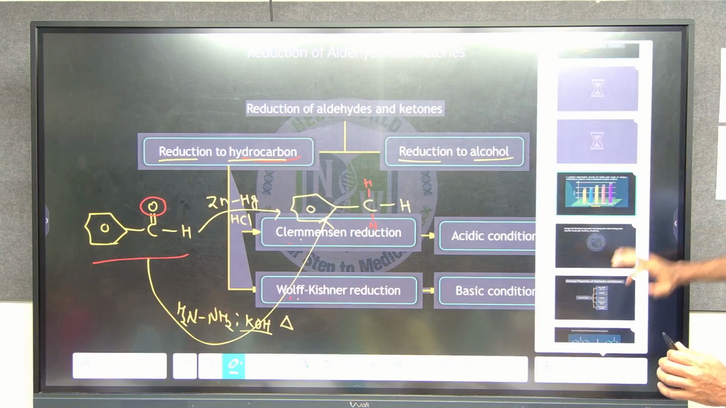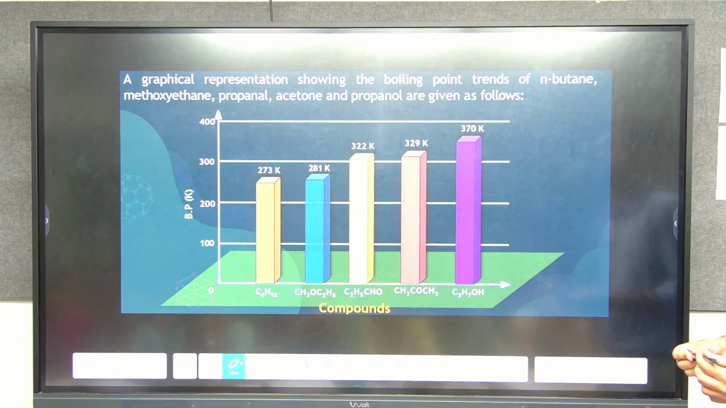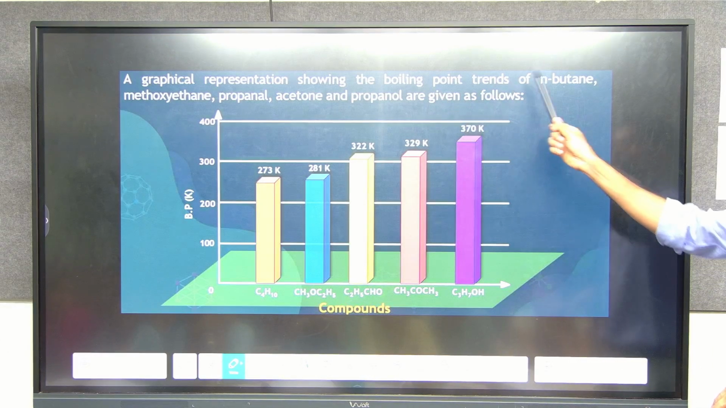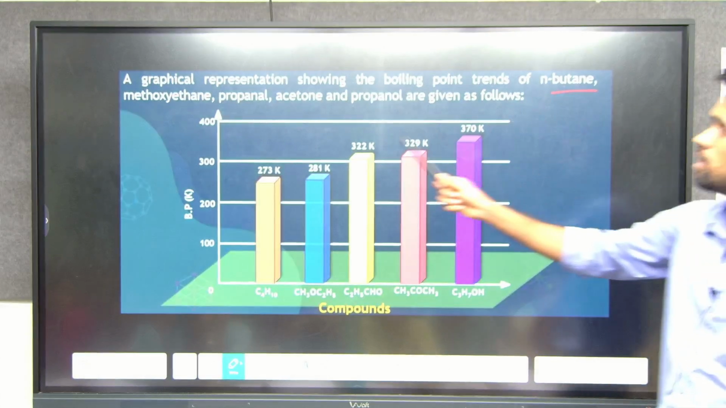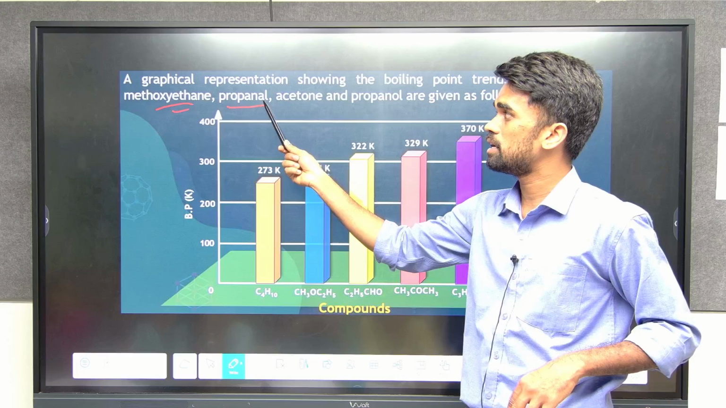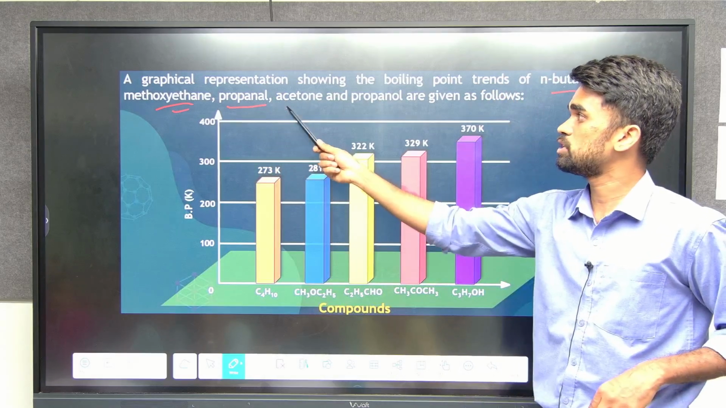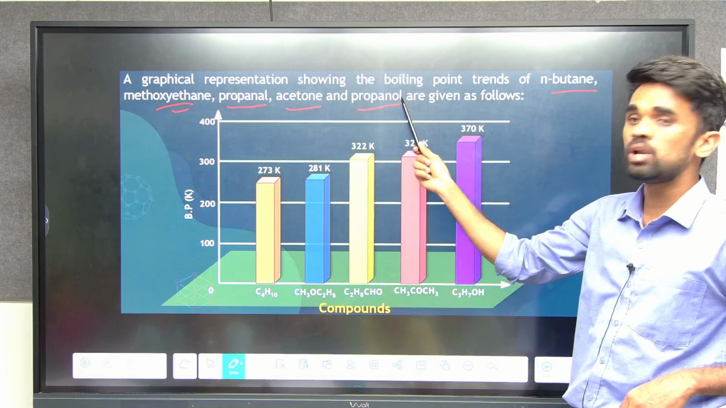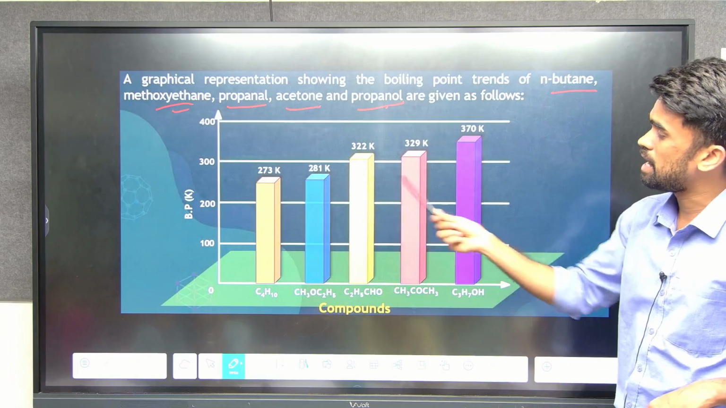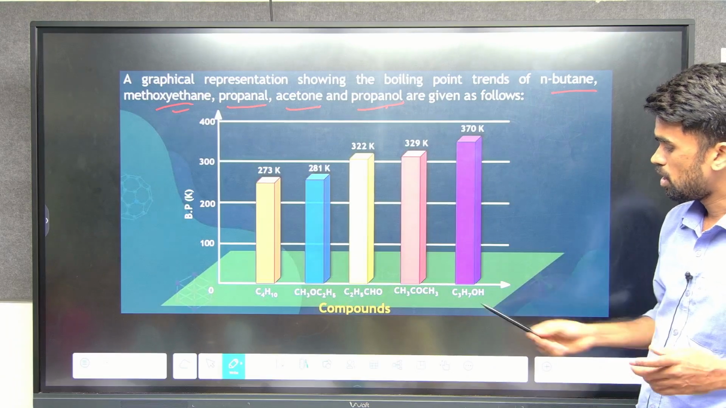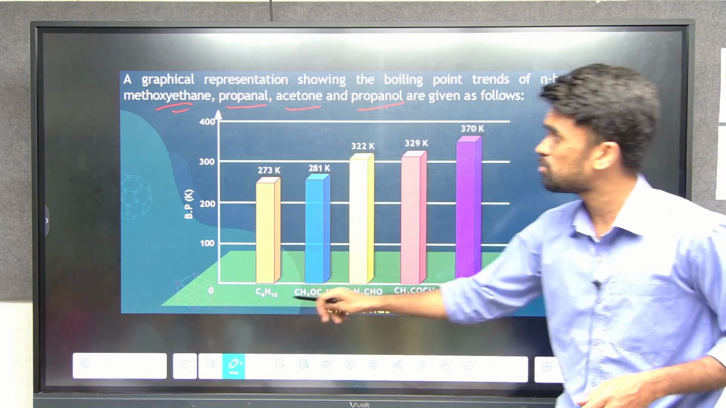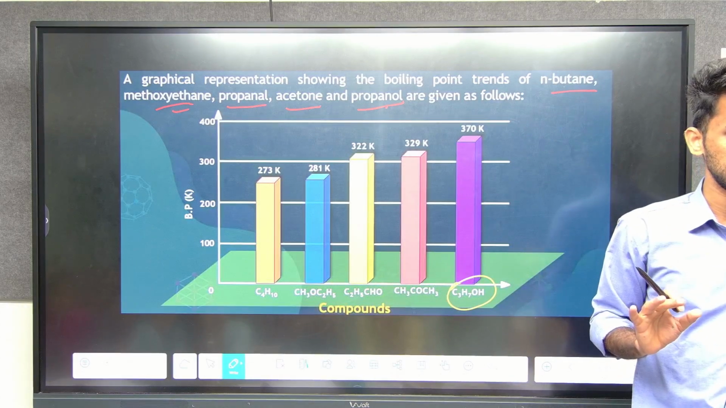Next, if you observe this table, you can see their physical properties. See, the graphical representation shows the boiling point trends of n-butane, methoxyethane, which is an ether, propanal, which is an aldehyde, acetone, a ketone, and propanol, an alcohol. Which is at the highest point you are seeing? Alcohol. All of them have almost the nearest molecular weights.